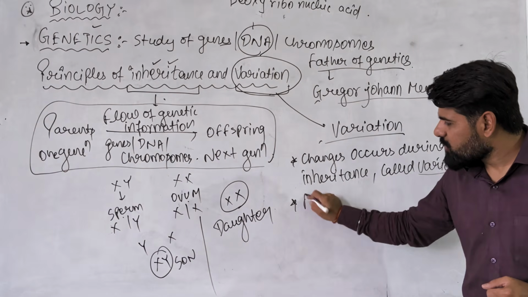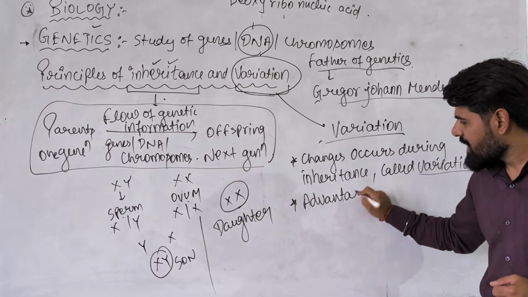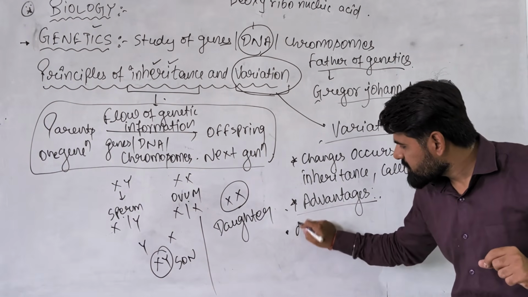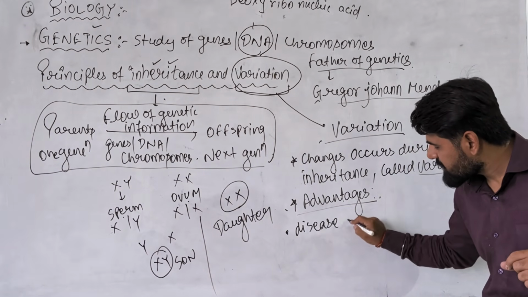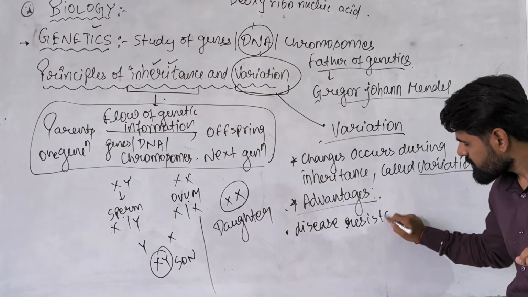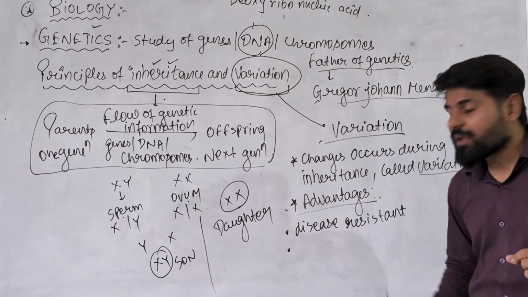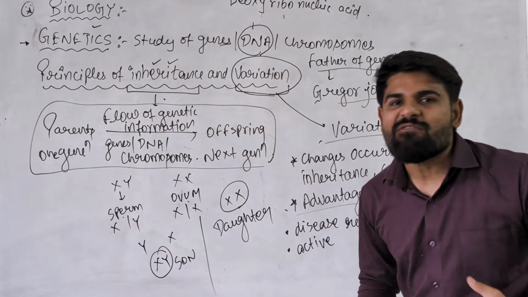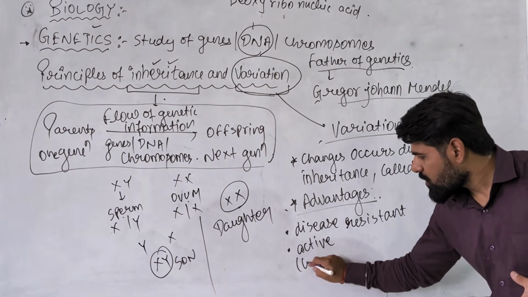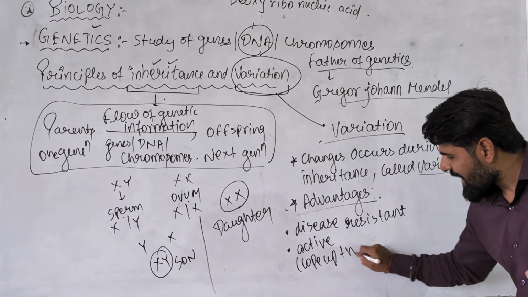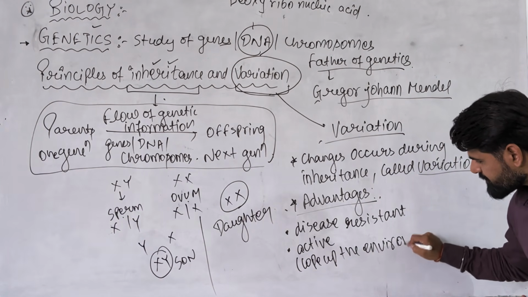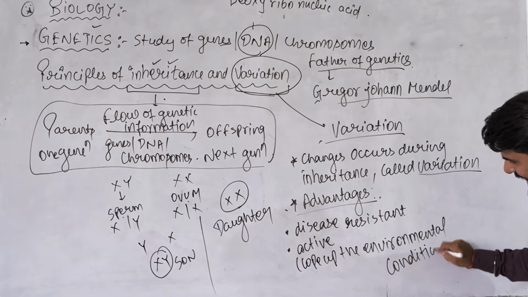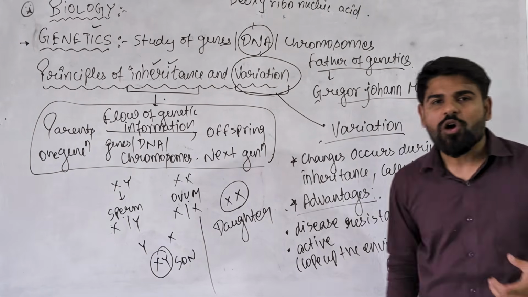Now, variation has some advantages. If there is variation, the offspring will be disease resistant. If there is variation, the offspring is active. What is the meaning of active? Active means it can cope with environmental conditions faster. So these are the advantages of variation.